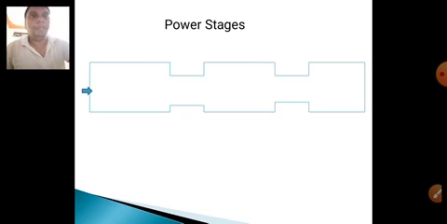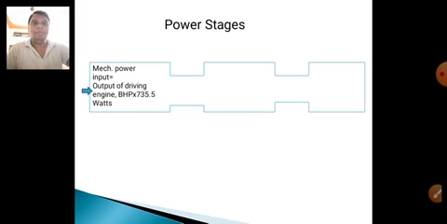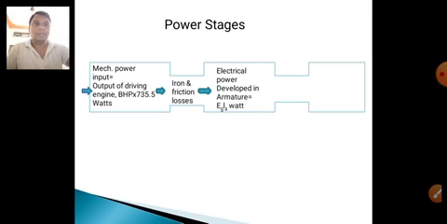See here, the main power stages of a DC generator begin with the mechanical power input, which is the output of the driving engine, bhp times 735.5 watts. From the mechanical input there are some losses: iron and frictional losses. After that, power is developed in the armature, that is the electrical power developed in the armature, equal to Eg into Ia.